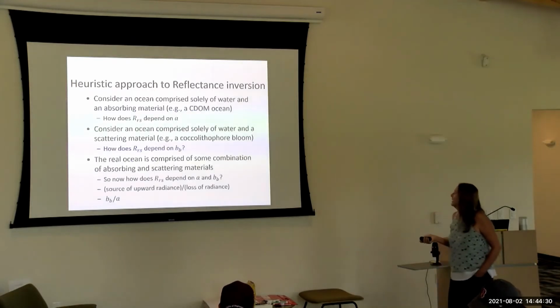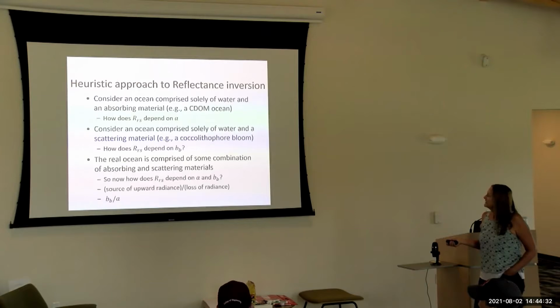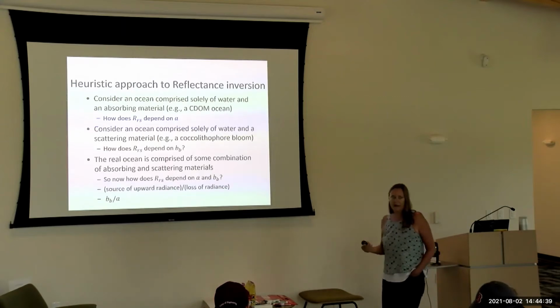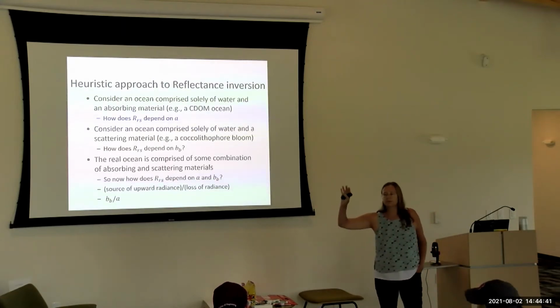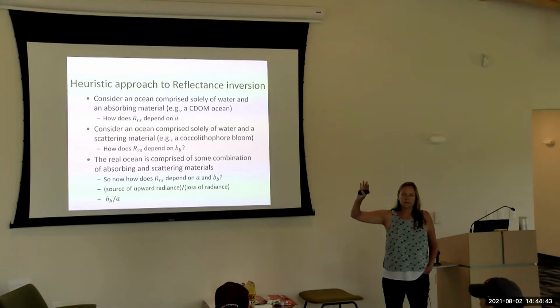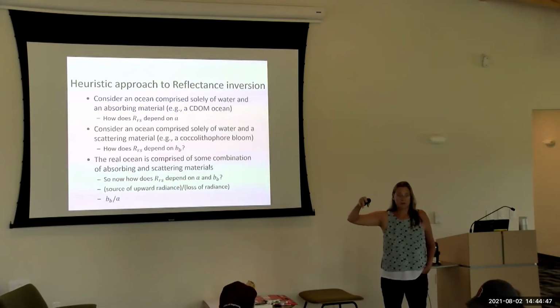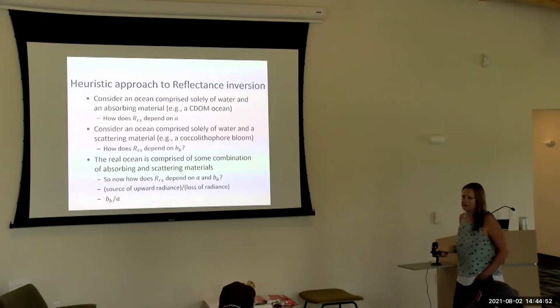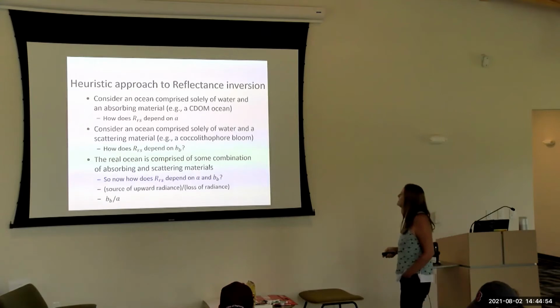Okay, so that's what gives us heuristically this intuition that reflectance is going to change as b_b over a. And how many people knew that before they came, that reflectance is proportional to b_b over a? Well, now all of you should know that, right? One of the most common equations that we use. R is equal to something times b_b over a.